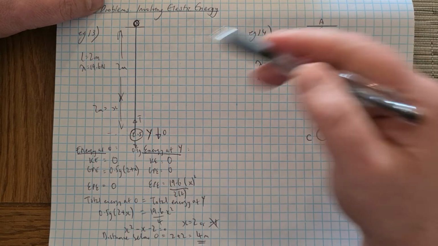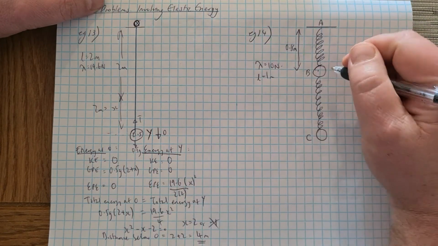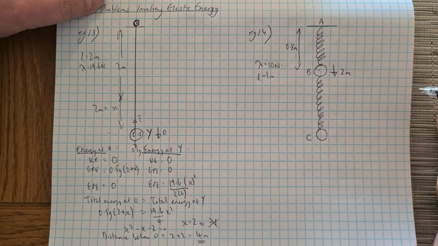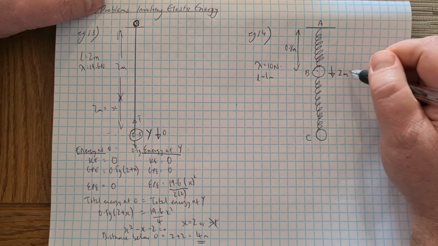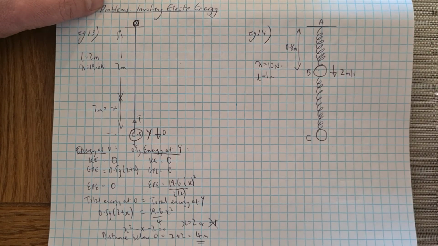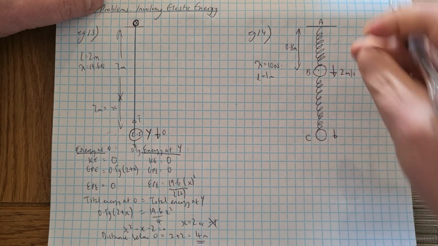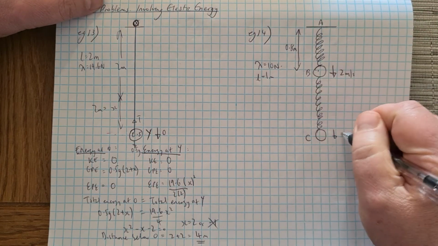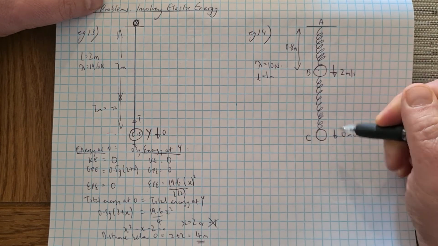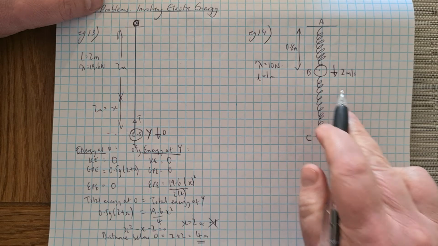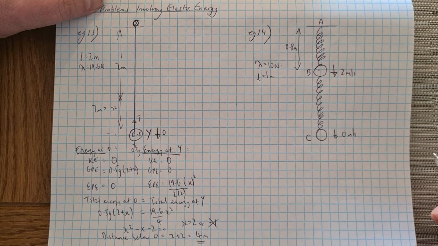So this time, unlike this question where it was released, it's actually projected downwards. So it has an initial velocity there of 2 meters per second. And we need to find the distance it travels before it comes to rest. So if we call that point C, it's projected down and eventually comes to rest there. And obviously what would happen again is that it would reverse, change direction, spring back. Okay, so same thing again.